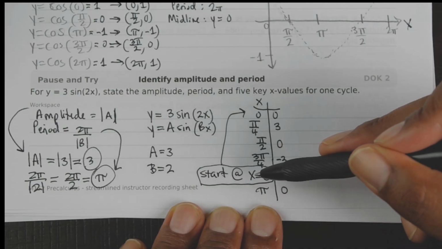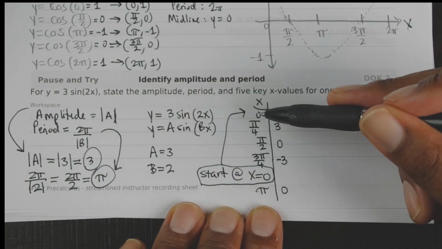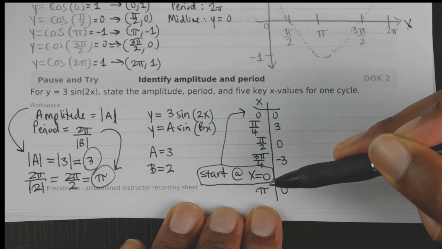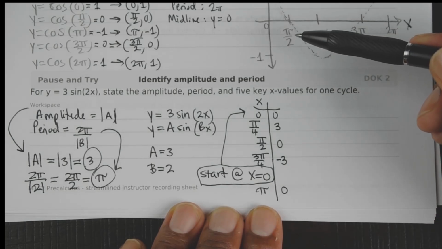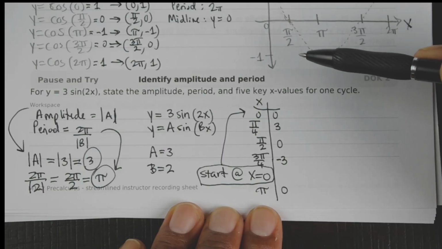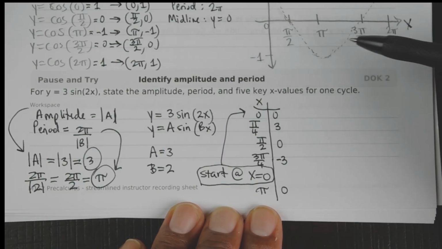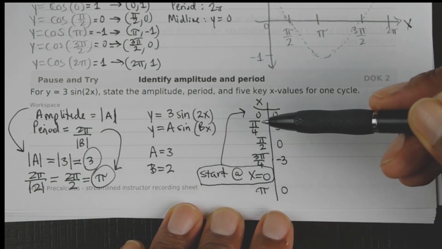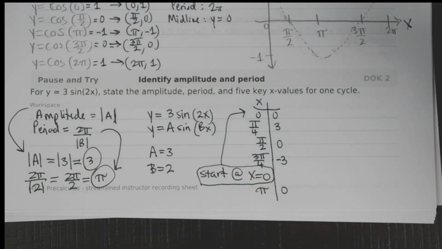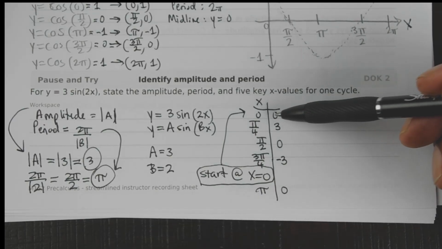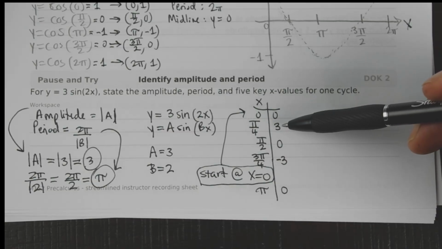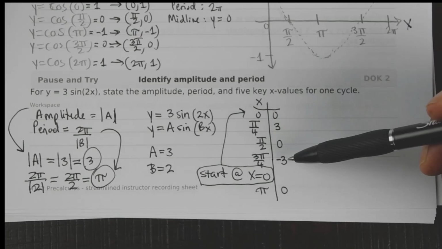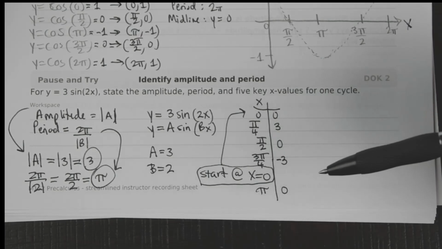Okay, disregard this, start at x equals 0. So again, these are the 5: 0, pi over 4, pi over 2, 3 pi over 4, pi. I cut it down a little bit differently. These are cut into 2s, but if you cut into 4s, this is essentially what it would look like. All right, so again, those key points would be (0, 0), (pi over 4, 3), (pi over 2, 0), (3 pi over 4, negative 3), (pi, 0).